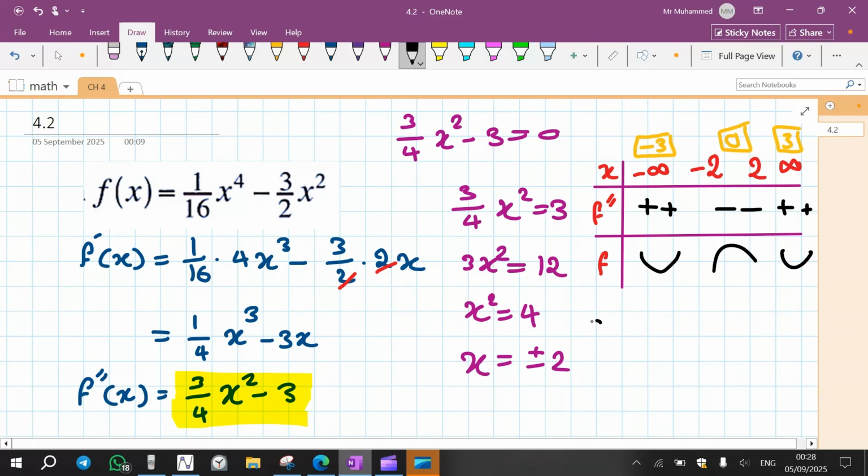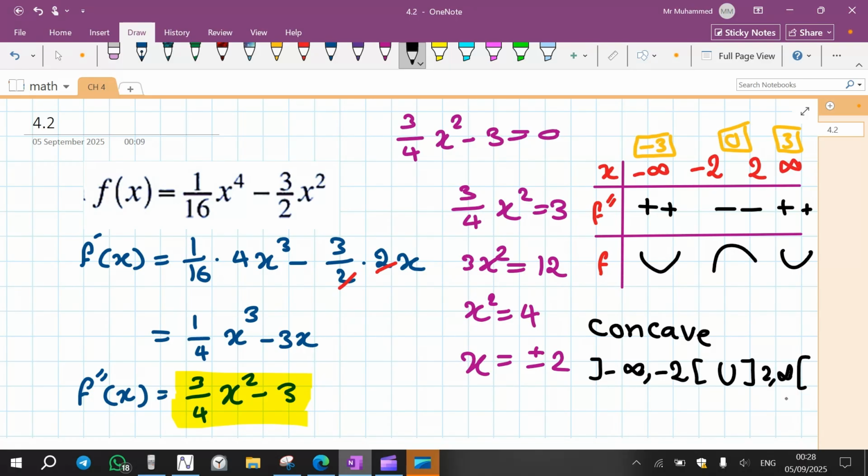Now, intervals of concave. We have two intervals of concave. It is from negative infinity until -2, union with 2 to infinity. In chapter 4, every single interval we write or we find is open.